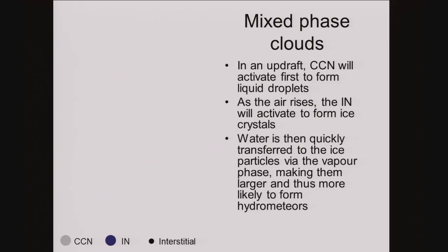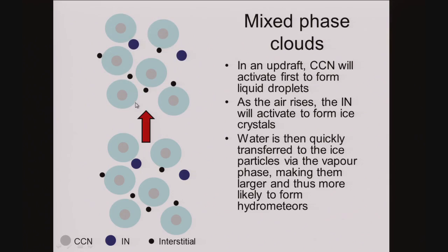So yeah, this is mixed phase cloud. In an updraft, we have some CCN, cloud condensation nuclei. They activate to form liquid droplets, and as the air rises, the ice nuclei will activate to form ice crystals. So some of these form ice crystals. These are supposed to be ice crystals here.